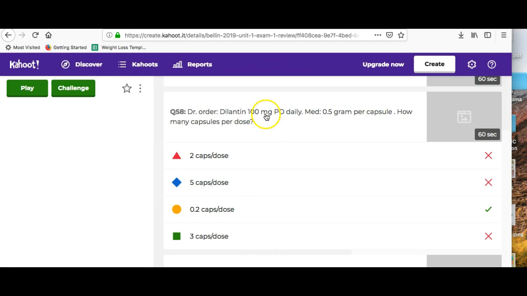All right. So convert this milligrams to grams by dividing it by 1,000. So basically you have 0.1 gram. Okay. So you're dividing that by the 0.5, and then you'll end up with the correct answer of 0.2 caps per dose. Okay. So always look at what the desired unit should be, and that's how you can set up the problem.